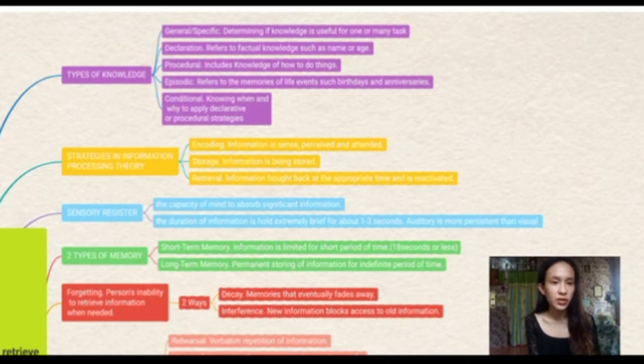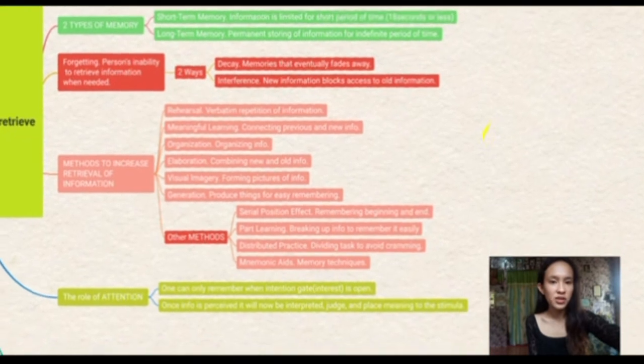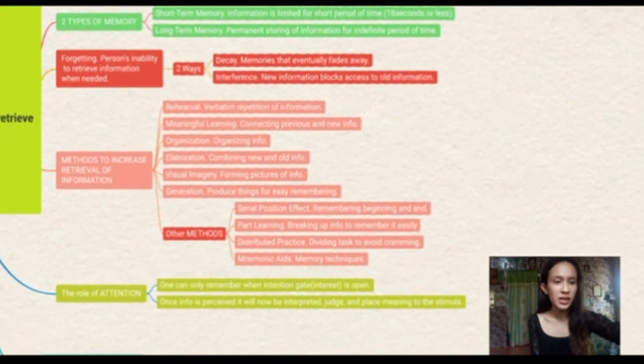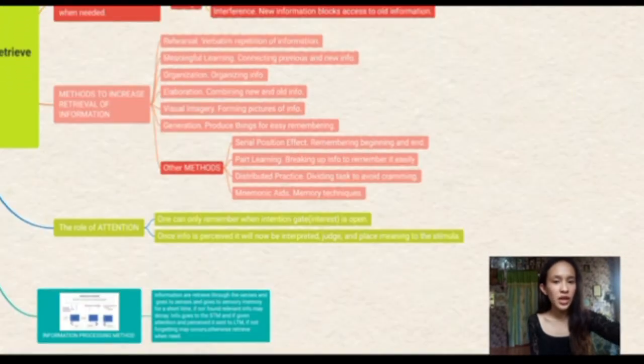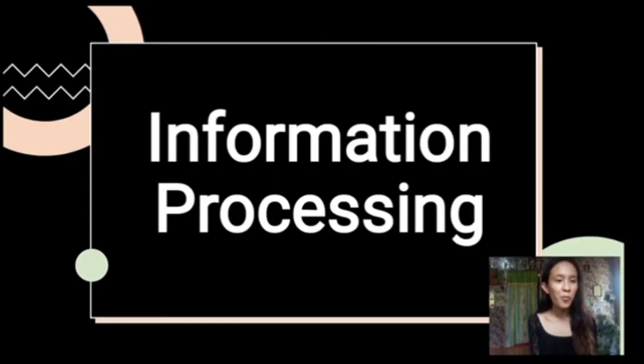After that, we're going to present to you the strategies in information processing theory and its purpose, such as encoding, storage, and retrieval. We're going to discuss also the role of sensory register, the types of memory, what is forgetting, methods to increase retrieval of information, the role of attention, information processing method, and the connection of all of these terms. So, what is information processing?